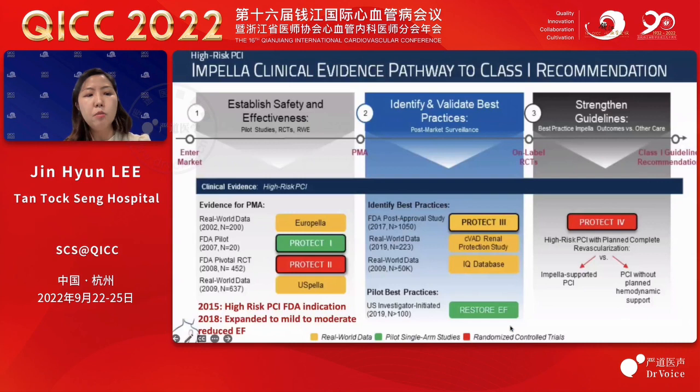So there has been accumulation of evidence over time, especially the PROTECT series studies, which started in 2006. PROTECT 2 was the randomized pivotal study that got the FDA approval for Impella in 2015. Then they moved on to PROTECT 3 and RESTORE EF, which showed and validated the best practices. And now the ongoing trial is PROTECT 4, which is a randomized trial.